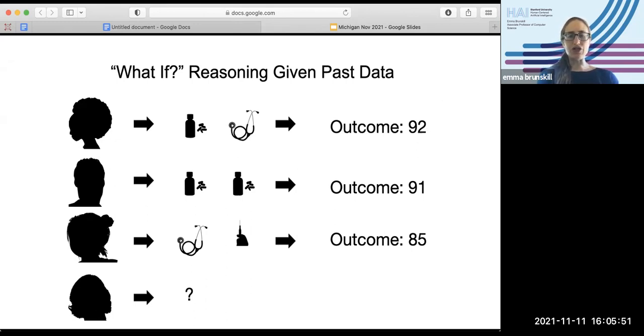I'll just pause for a second and ask what you might do in this scenario. Given the data that you've observed, and let's assume that higher outcomes are better, what might you do in this scenario? Feel free to just put that in the chat, or either is fine. Or what additional questions would you want to ask me before deciding what's the right thing to do for a new individual?